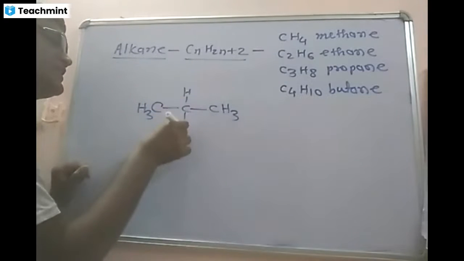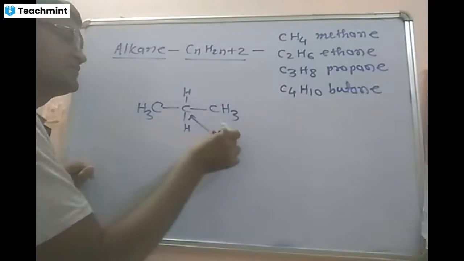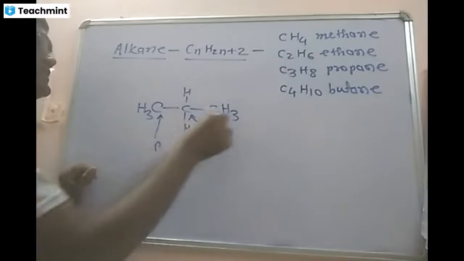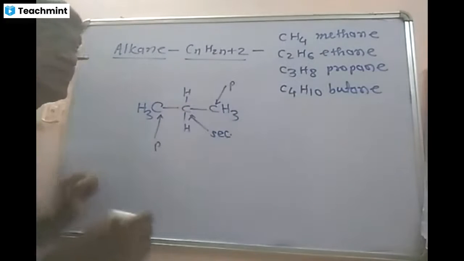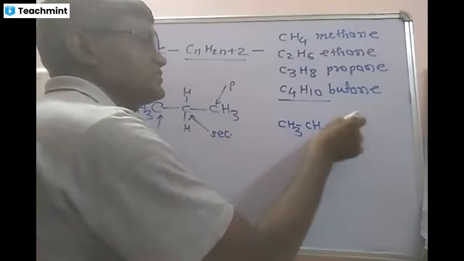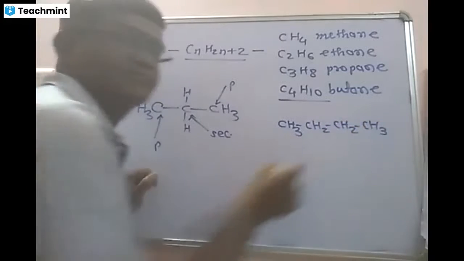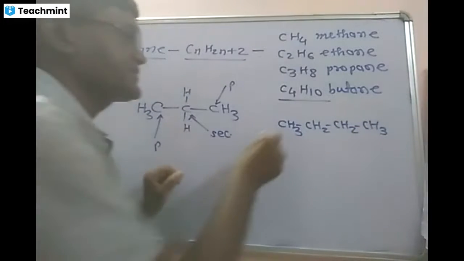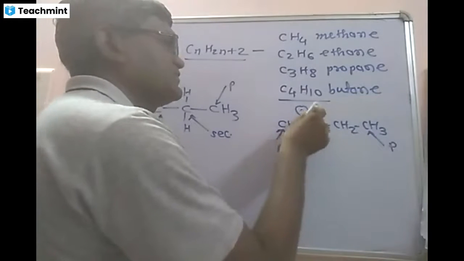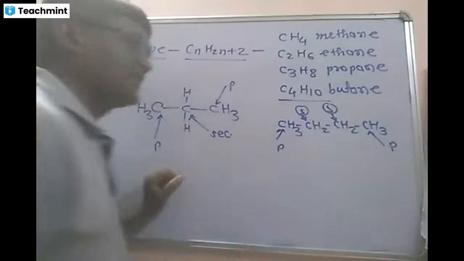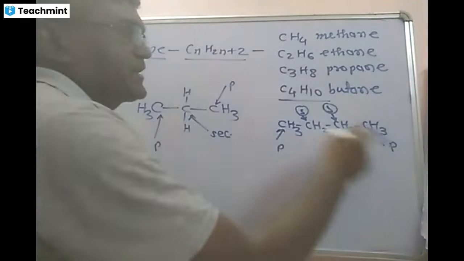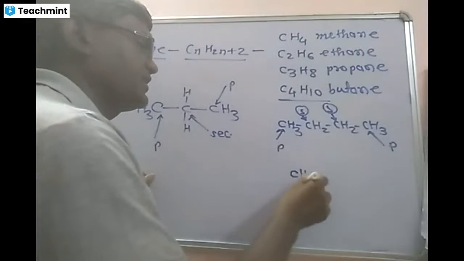Now this is your middle carbon, that is secondary carbon, whereas these 2 are the primary carbons. If you go for this, then you will have this type of structure: CH3, CH2, CH2 and CH3. So in this way there are the 4 carbon atoms. This will be your primary carbon, this will be primary carbon, whereas these 2 are the secondary ones. This is one type of arrangement of all the 4 carbon atoms in butane, and there are 2 primary and 2 secondary.